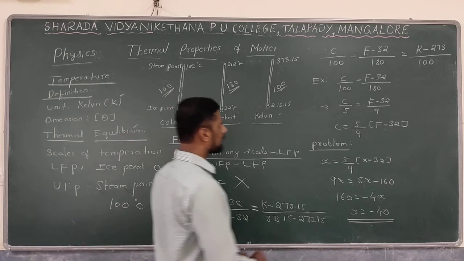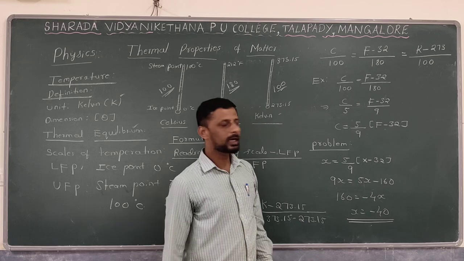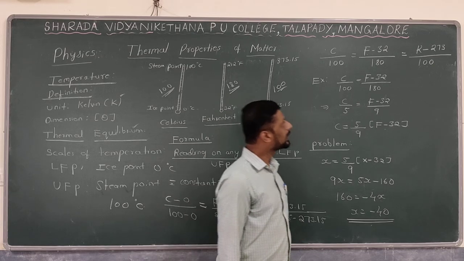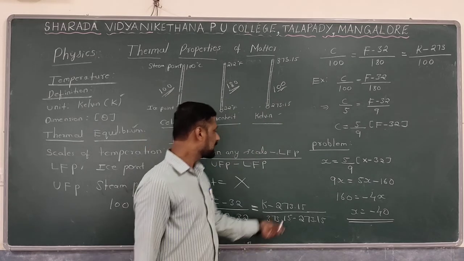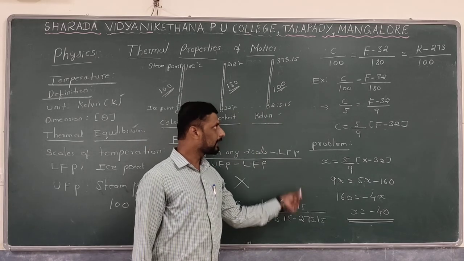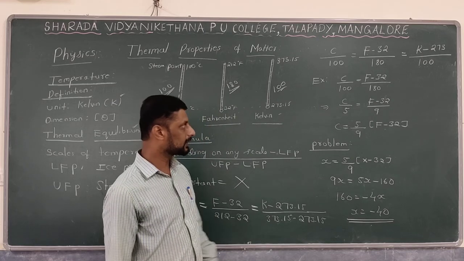That can be written as follows: C by 100 is equal to F minus 32 divided by 180, which is equal to K minus 273 divided by 100. For calculation purposes, I will take 273.15 as 273 and 373.15 as 373 only.